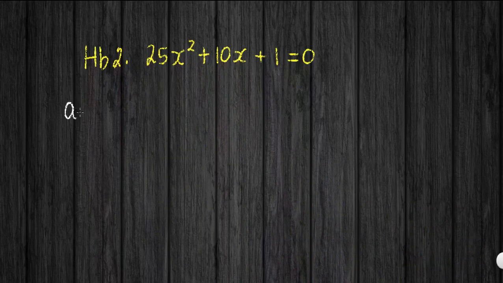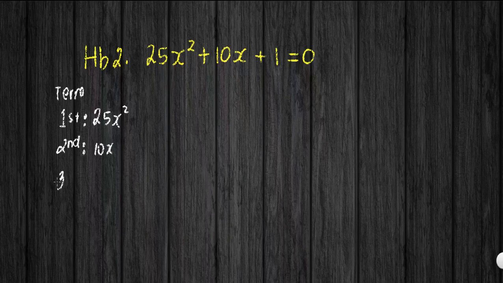For the next example, we have 25x squared plus 10x plus 1 equals 0. Then we have to find first the terms. Okay, so yan ang gagawin natin. So these are the terms. For the first term, we have 25x squared. And for the second term, we have 10x, yung middle term natin. At yung panghuling term naman, or yung third term, meron naman tayong 1. Okay? Just 1.